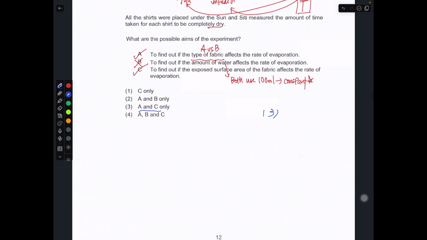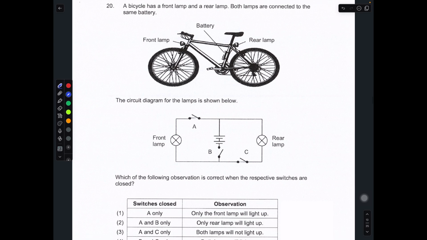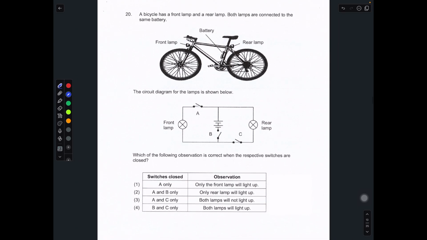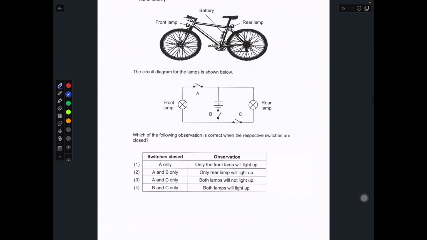Okay, so let's move on to this part. The bicycle has a front lamp and a rear lamp, and it's being connected to the same battery in this manner. So over here you have 3 switches. A controls the front, C controls the rear, B controls both. Okay, because it's right smack in the middle.